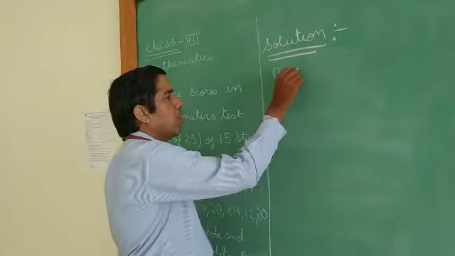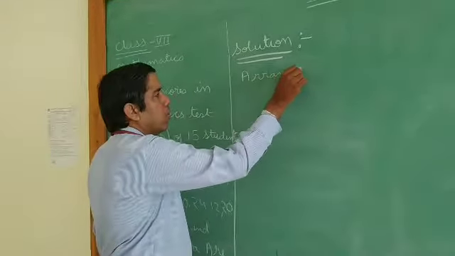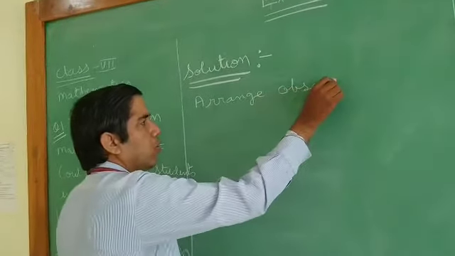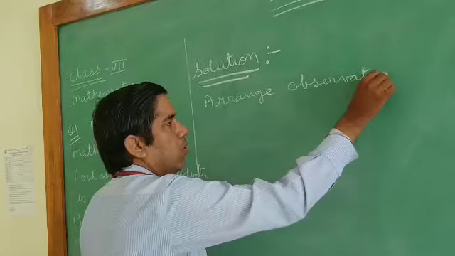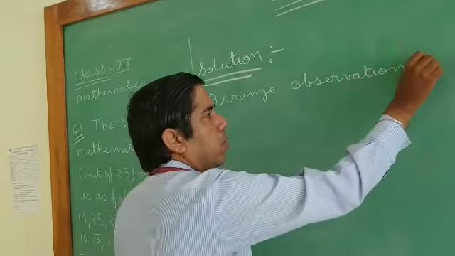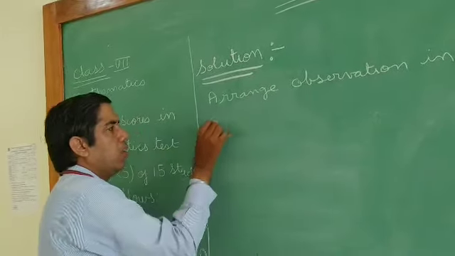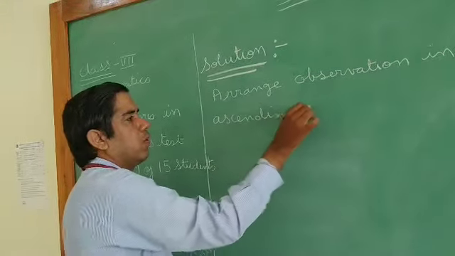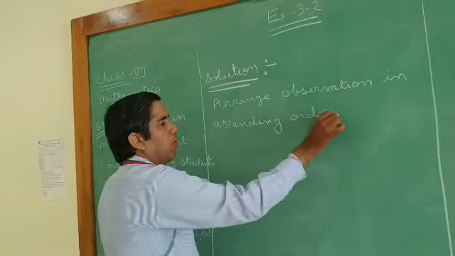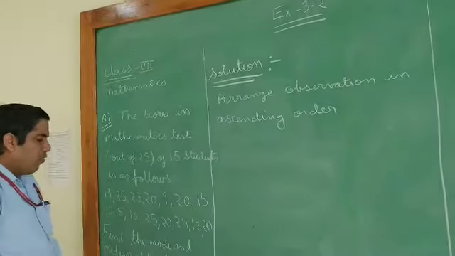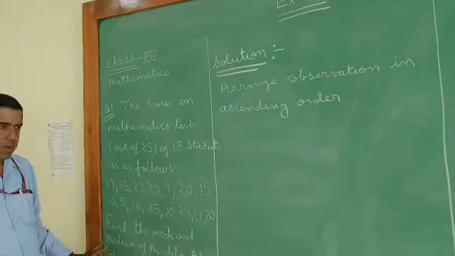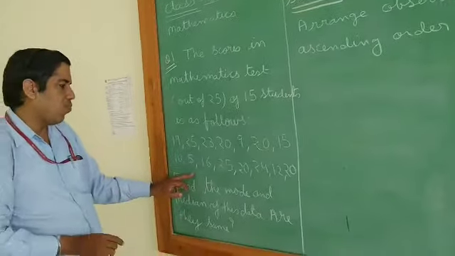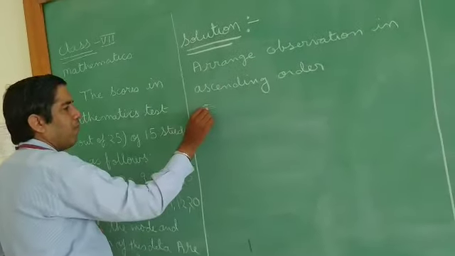Arrange observation in ascending order. So whenever you want to find mode or median, you arrange in ascending order. So I am arranging in ascending order. So which one is the smallest one? You can see 5 is the smallest. So first I will write 5.